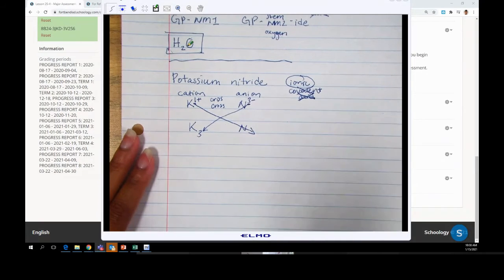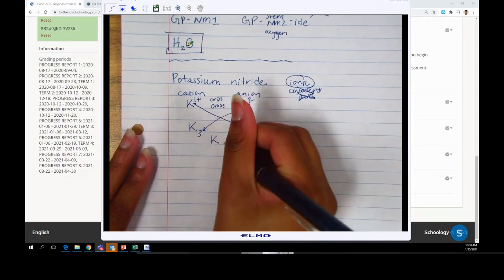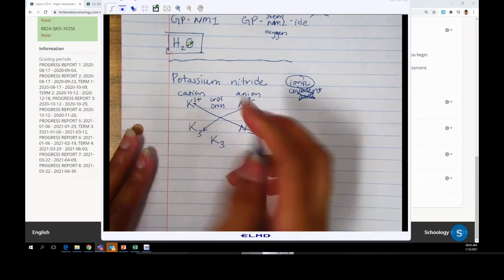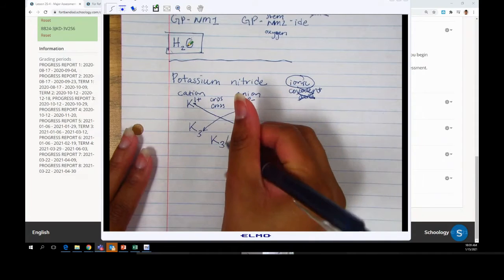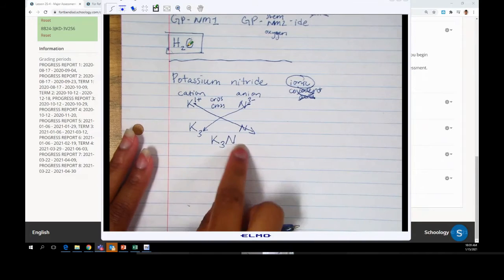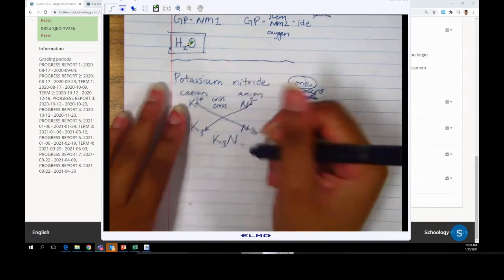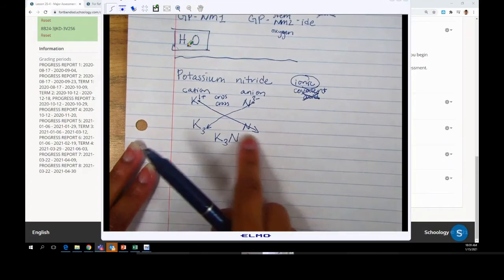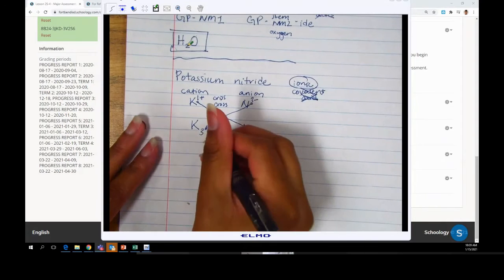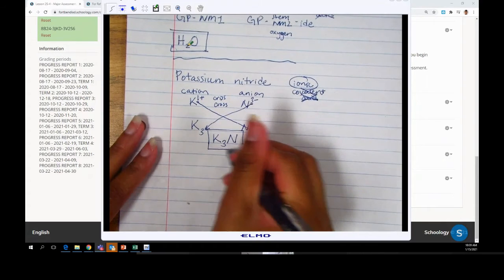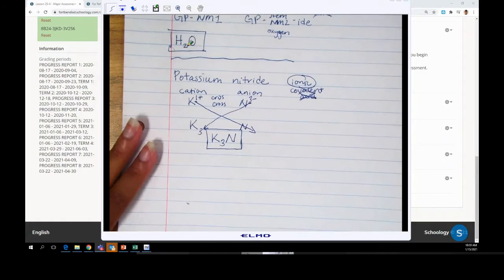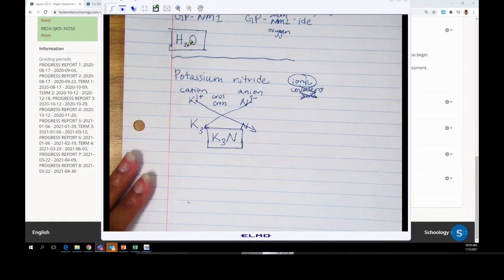Now I can put it all together. So the formula for this compound, potassium nitride, is K3N. We're not going to write the subscript on that 1. Oops, I smudged some more, and then I scratched up the paper. Okay.